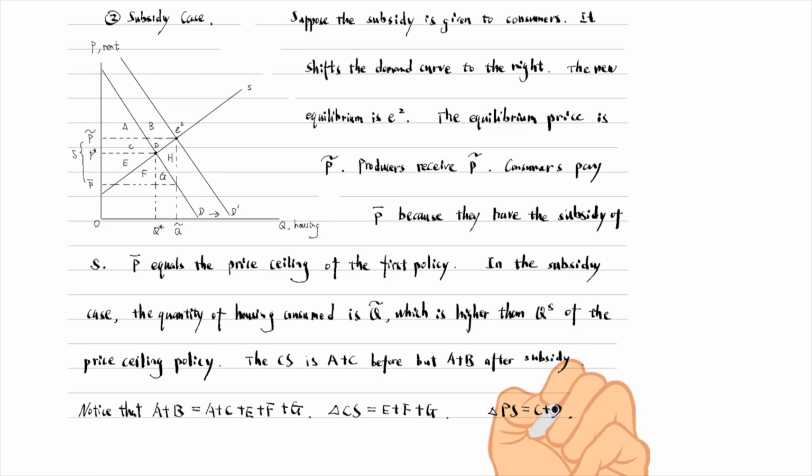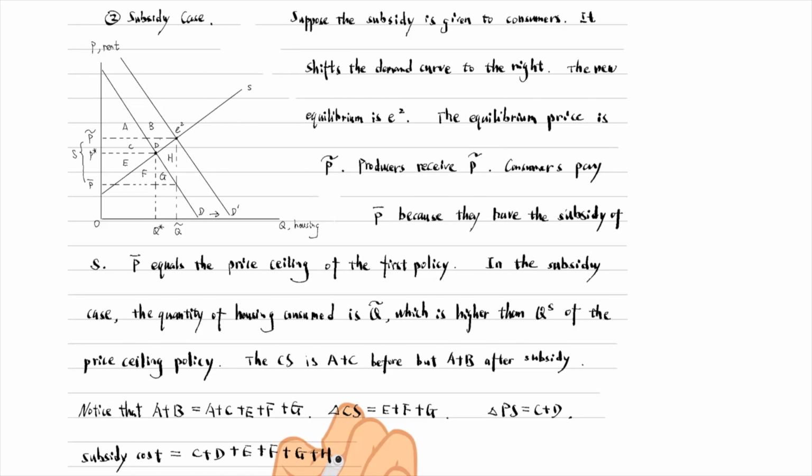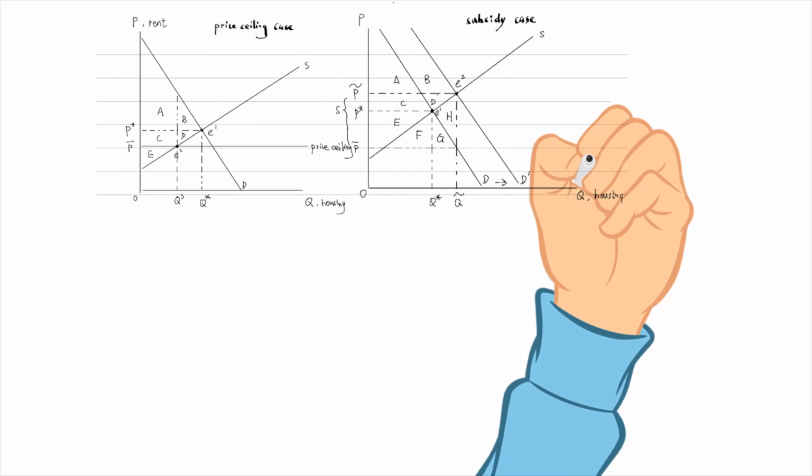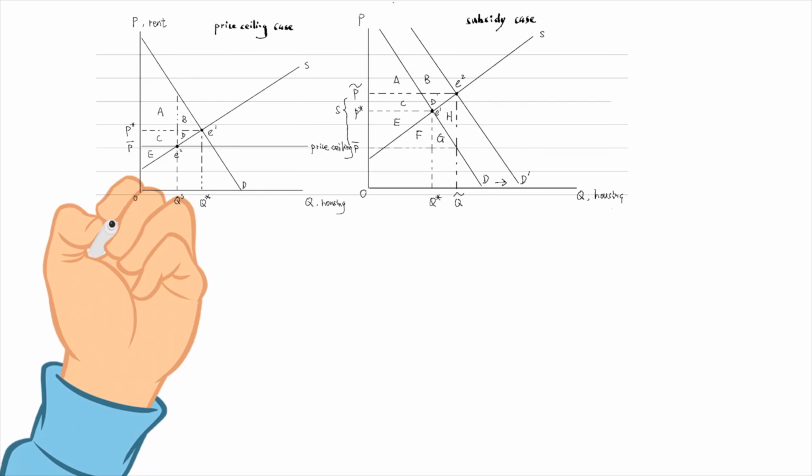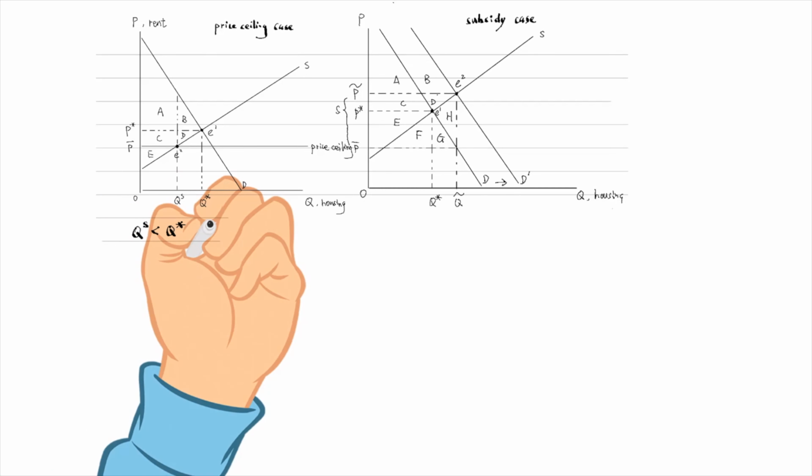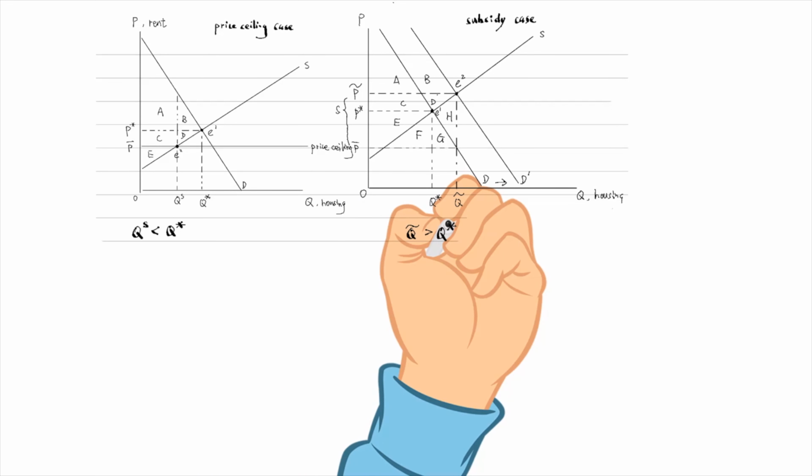On the other hand, it's obvious that the producer surplus increases by the area of C plus D. The government subsidy cost is the rectangle area C plus D plus E plus F plus G plus H. The deadweight loss is the triangle of H. Now we can compare the welfare effects of these two policies. They both lower the rent consumers pay to P bar. However, the quantity of housing consumed is higher in the subsidy case.